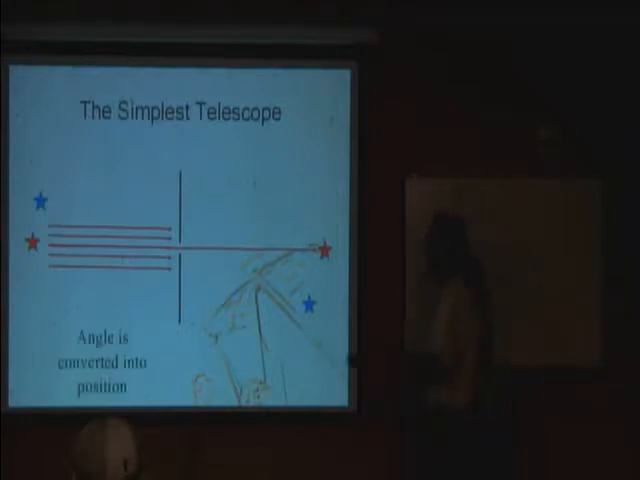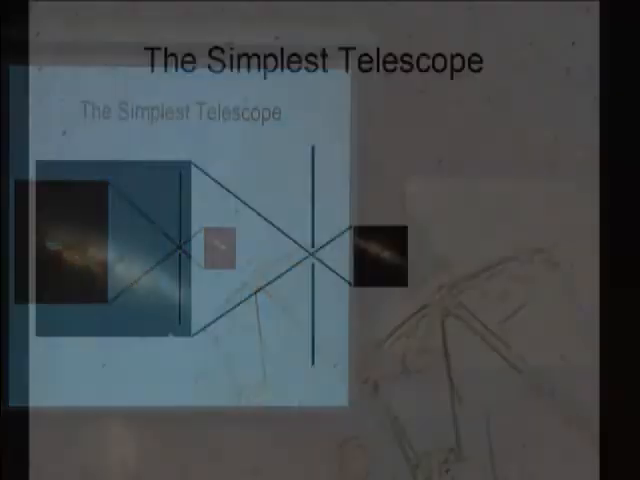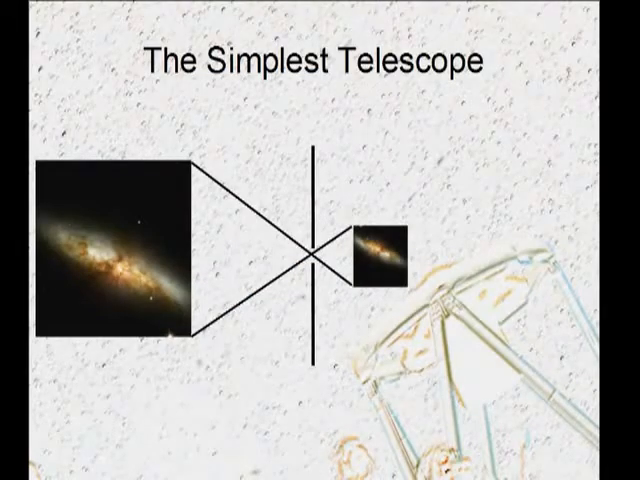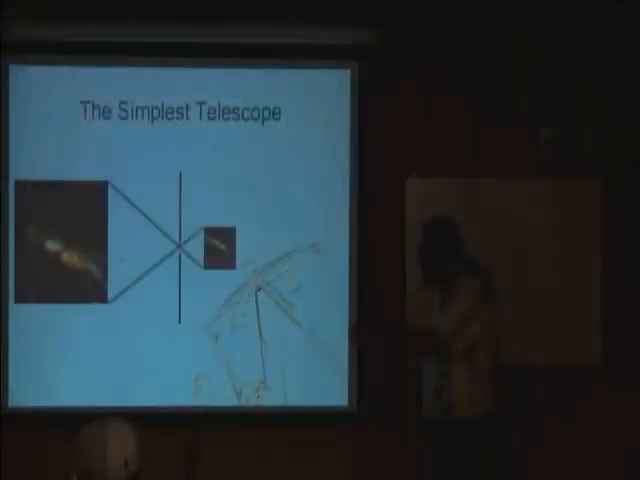Okay. In this case, angle is converted into position. So the angle of these parallel rays coming through the pinhole is converted into a position of the stars. If we imagine looking at a galaxy, each one of these little dots is infinitely far away, and so the light is coming in parallel from each little dot, but there's an angular separation between each point on the image. And so you can project this image of the galaxy onto a screen using this pinhole approach.